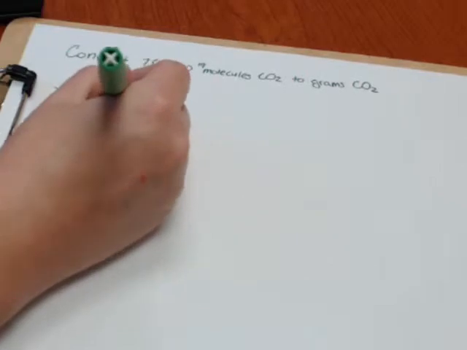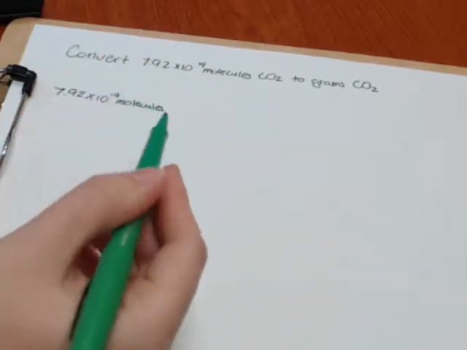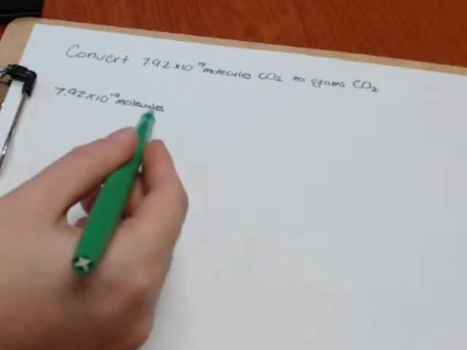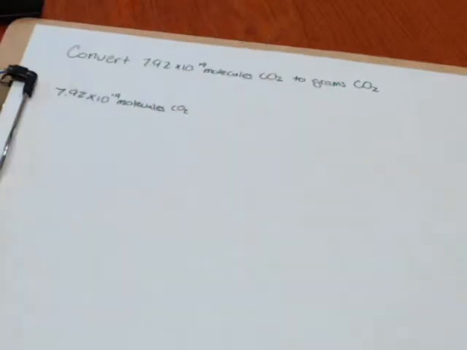I'm just going to write that again. 7.92 times 10 to the 19 molecules. Make sure you write out the whole unit, because if you just write molecules, then you're not quite sure if you're talking about carbon dioxide or something else, so write out the whole unit. That first step says divide by Avogadro's number.